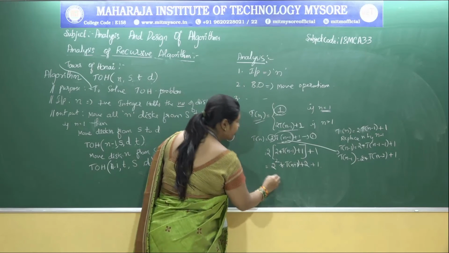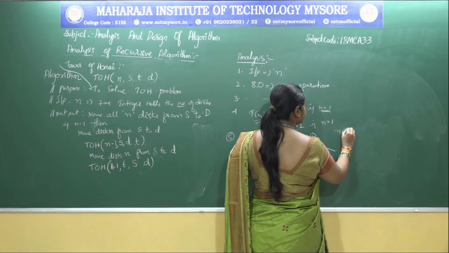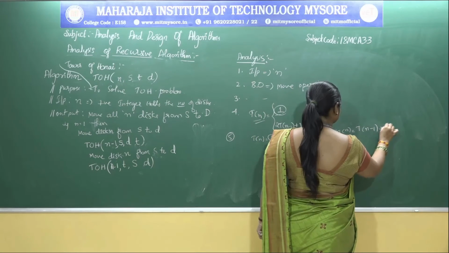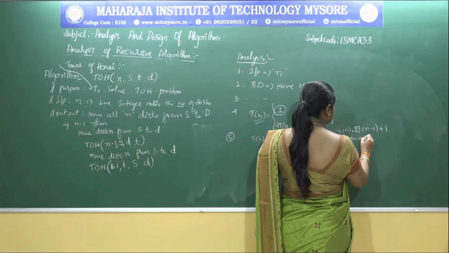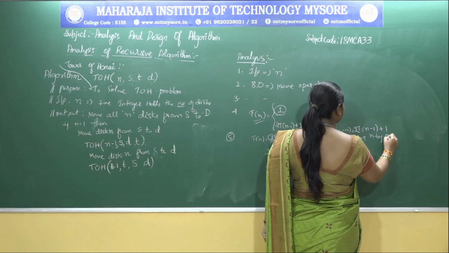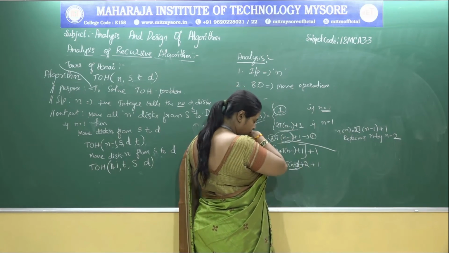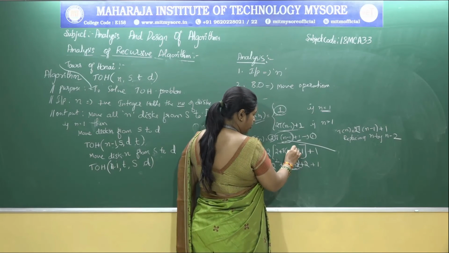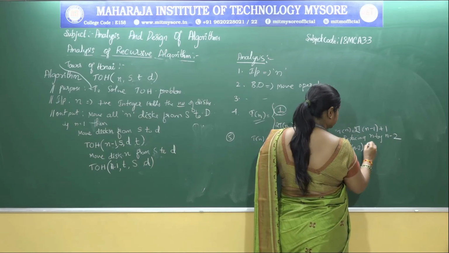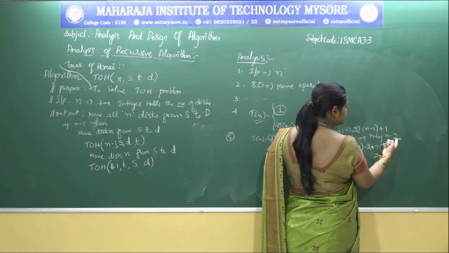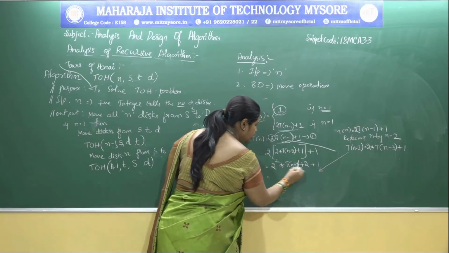Okay. So the next term, using the same equation, we need to calculate T(n-2). T(n) is equal to, by replacing n by n minus 2. Why? Because here we need the n minus 2 value. Into T(n-2-1), that is n minus 3, plus 1. Okay. So substitute this value here in this place.